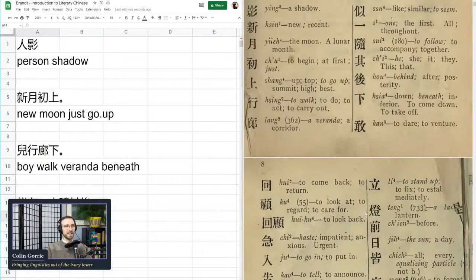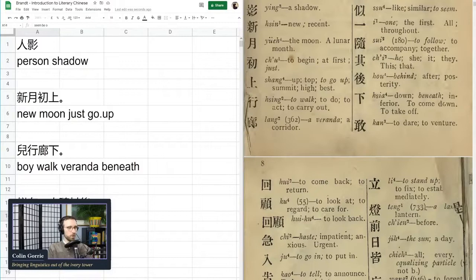Si. Similar to seem. So it's seem, yo, to be or have. Yi ren, one. So this is actually a pretty self-explanatory character. Just the single line meaning one. Ren, person. Okay. So seem to be one person. What did it seem to be one person? What did one person seem to be doing?